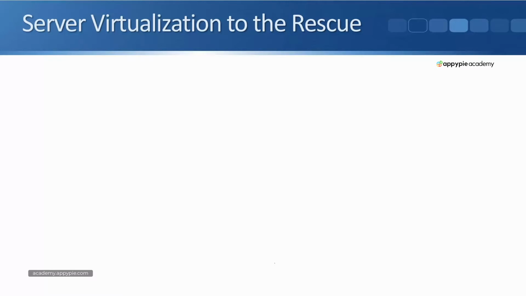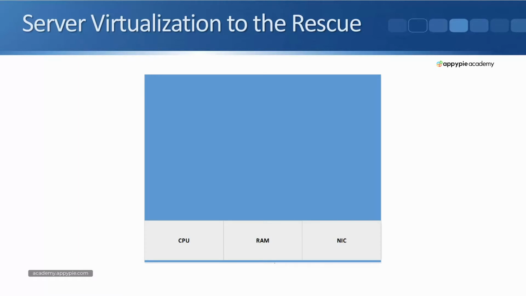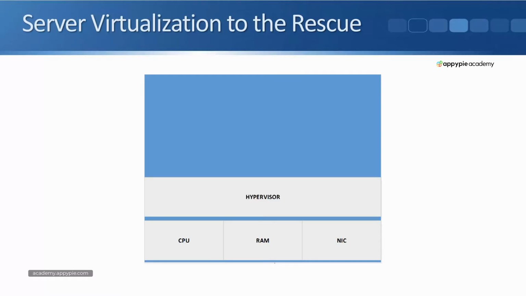And we can do that through server virtualization. So here, the big blue square, that is our physical server again. Down at the bottom level, I've got my hardware resources, my CPU, my RAM, and my NIC. And then what I do on top of there now, rather than installing a normal operating system like Windows, I install my hypervisor on there.